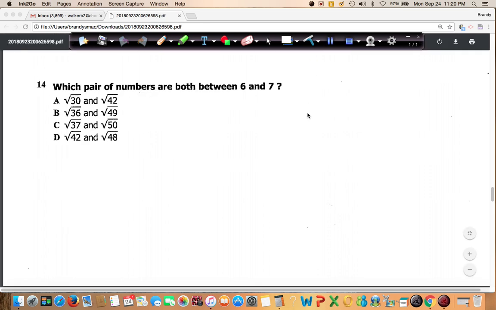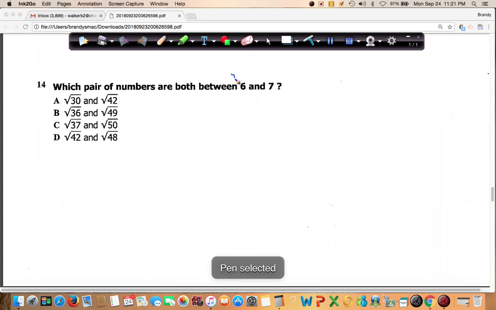Number 14, which pair of numbers are both between 6 and 7? And then they give you a whole bunch of different square roots. Couple ways you could do this. You could find the square root of every number and see which ones are between 6 and 7. Or you could change 6 to what would the square root, what would 6 squared be, right?